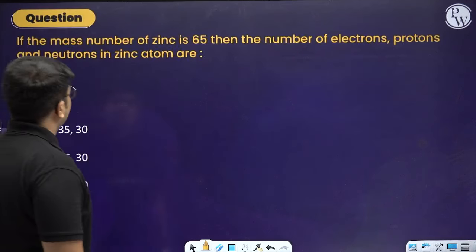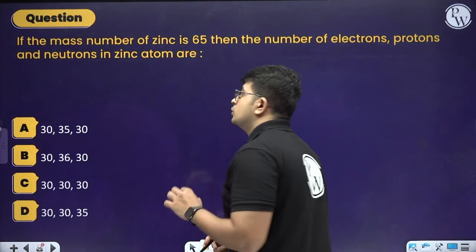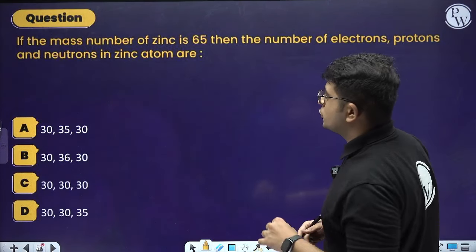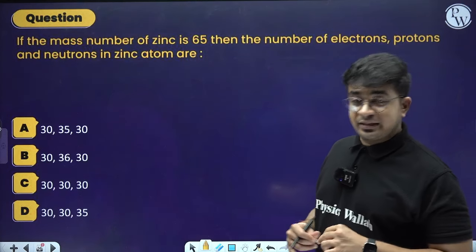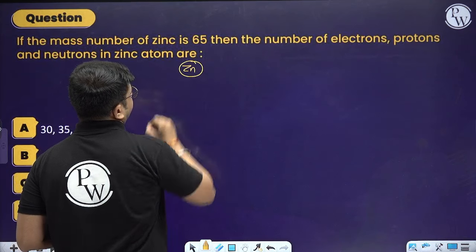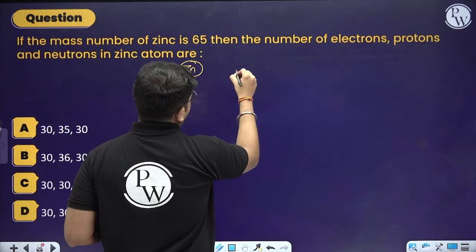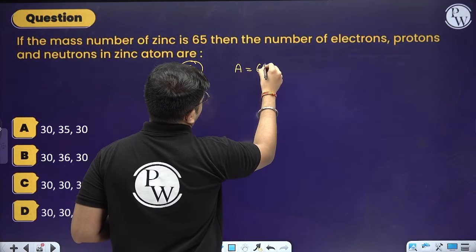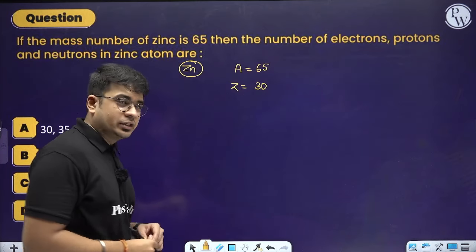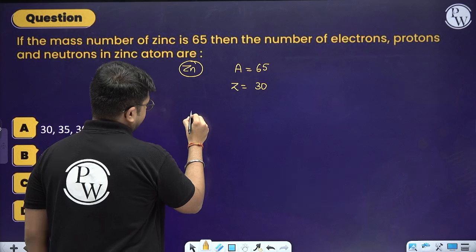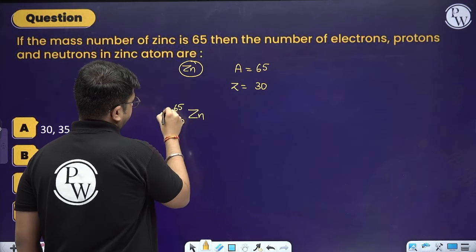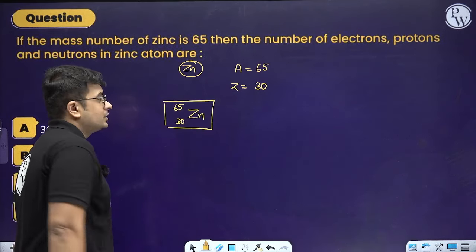Now let's talk about a very simple question. If the mass number of zinc is 65, find the number of electrons, protons and neutrons in a zinc atom. First of all, the symbol is Zn for zinc, and its mass number is already given, which is 65. Its atomic number is actually 30. So the actual representation in this case is Zn with 30 and 65. That is the representation of zinc.